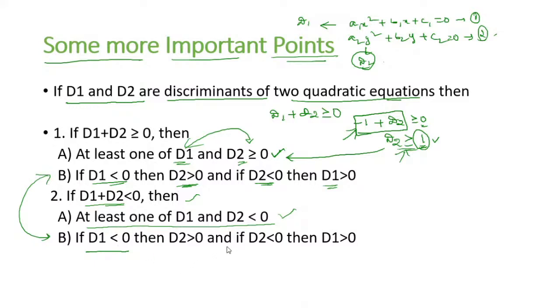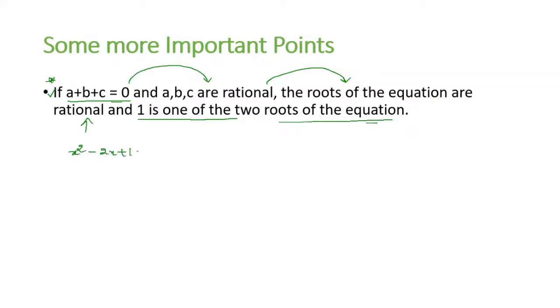Same points. x square minus 2x plus 1 is equal to 0. Here a is 1, b is minus 2, and c is 1. If we add a plus b plus c, it is 0.